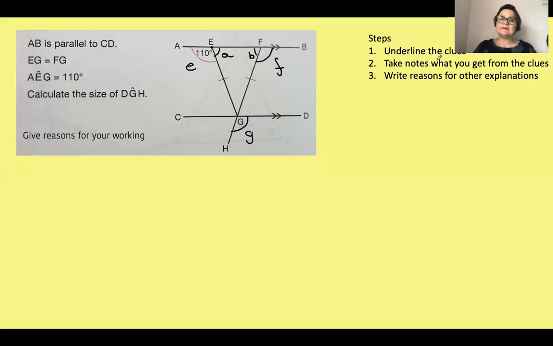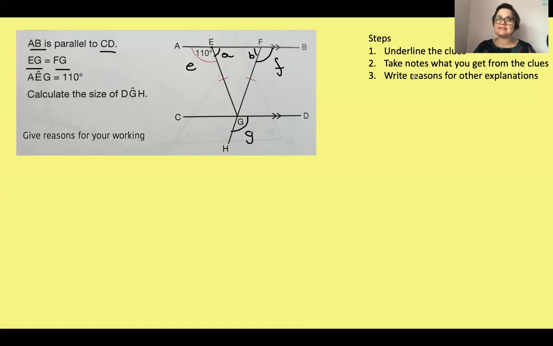Let's follow steps. So underline the clues. I have AB parallel to CD. So when you have parallel lines, remember the corresponding angles, alternate angles, or interior angles. One of these will help you to solve the problem. EG equals FG. Two lines equal means this triangle is an isosceles triangle, and that means angle A equals angle B, because of triangle EGF.